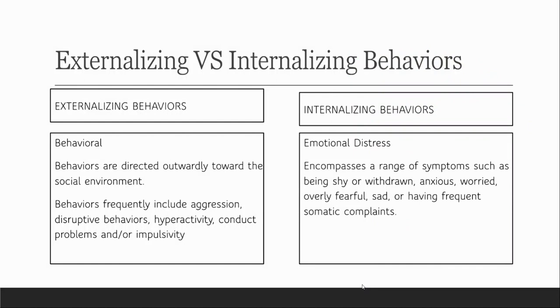So an effective identification process should generate information for students experiencing externalizing and or internalizing behaviors. So externalizing behaviors are behavior problems that are observable, they are overt, they're often directed toward people and or objects in those social environments.